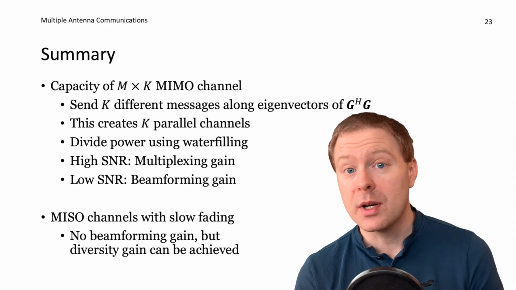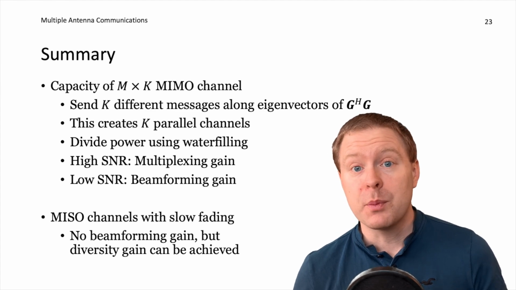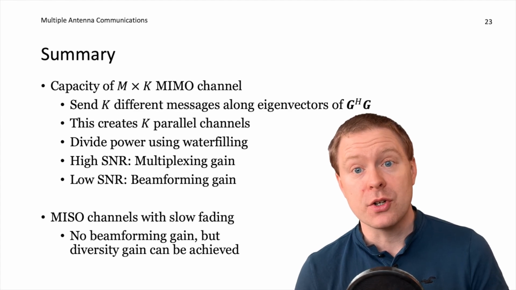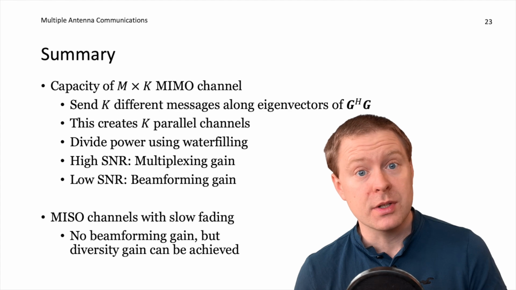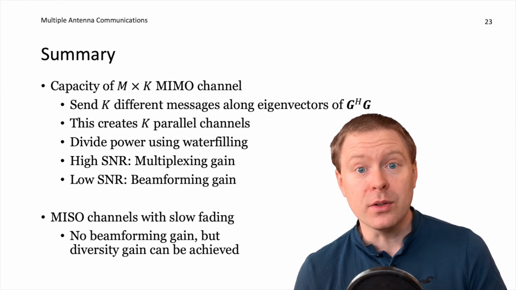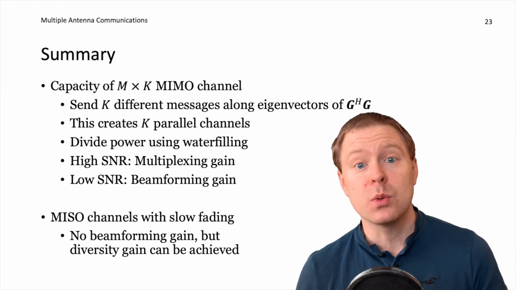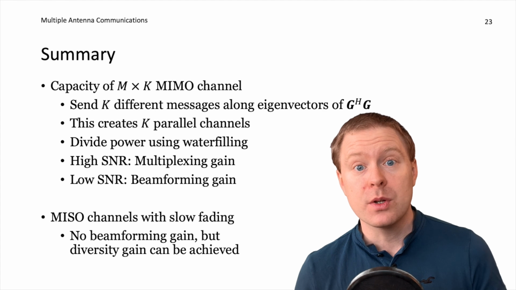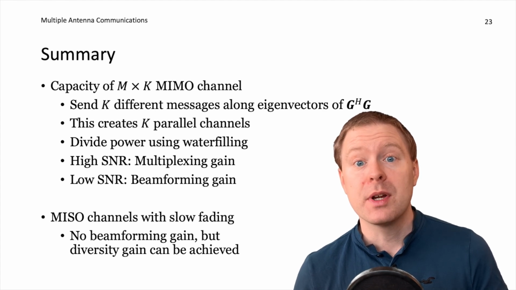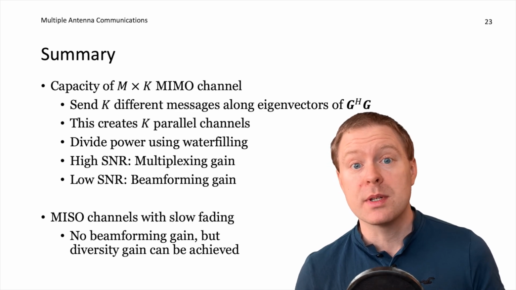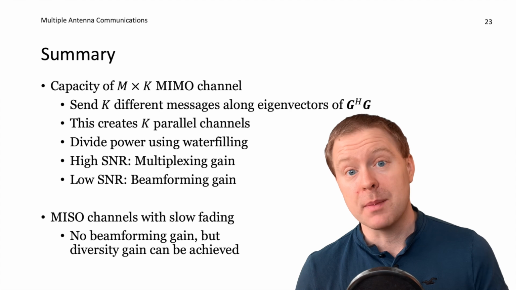In this video, we considered a point-to-point MIMO channel, and we saw that if we have k transmit antennas, then we should use the k eigenvectors of G Hermitian G as our beamforming vectors. That creates k parallel channels without any interference between them. We allocate our total transmit power between them using water filling. At high SNR, we use all of these parallel channels, and we achieve a multiplexing gain. So we increase the capacity proportionally to the minimum of the number of transmit and receive antennas, or at least up to that. At low SNR, we only use the best of the channels, and that gives a beamforming gain.